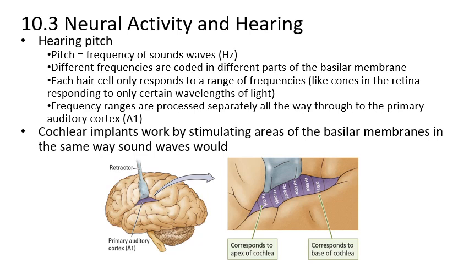Cochlear implants work by stimulating areas of the basilar membrane in the same way that sound waves would. So it literally is just trying to replicate what is happening in parts of the ear that are no longer working. Often in people who have acquired deafness, hair cells are damaged and they're no longer picking up on different frequencies, so cochlear implants can stimulate those areas of the basilar membrane and replicate what sound waves would normally do and hair cells would pick up on.